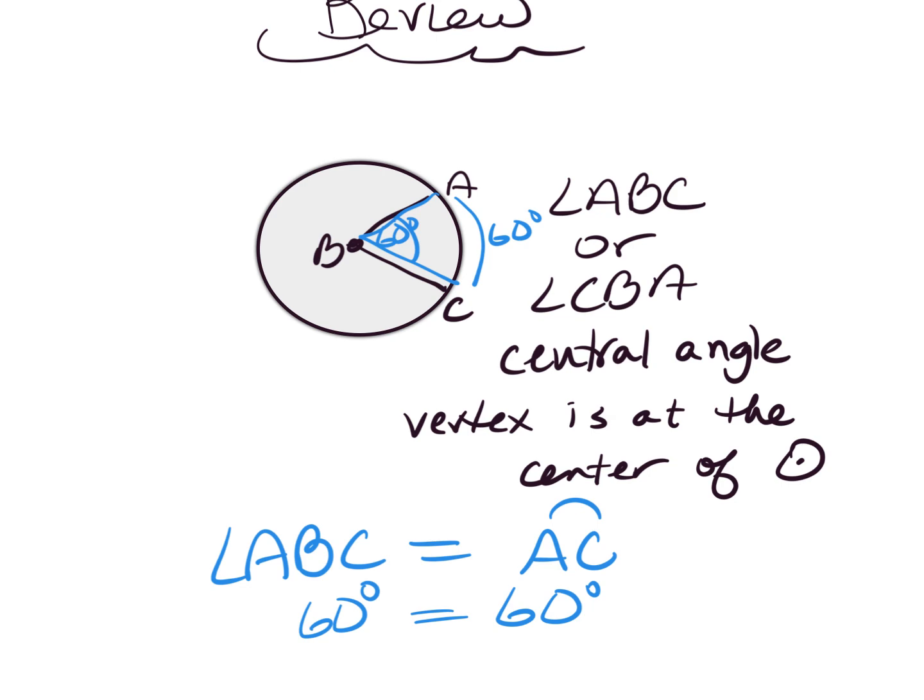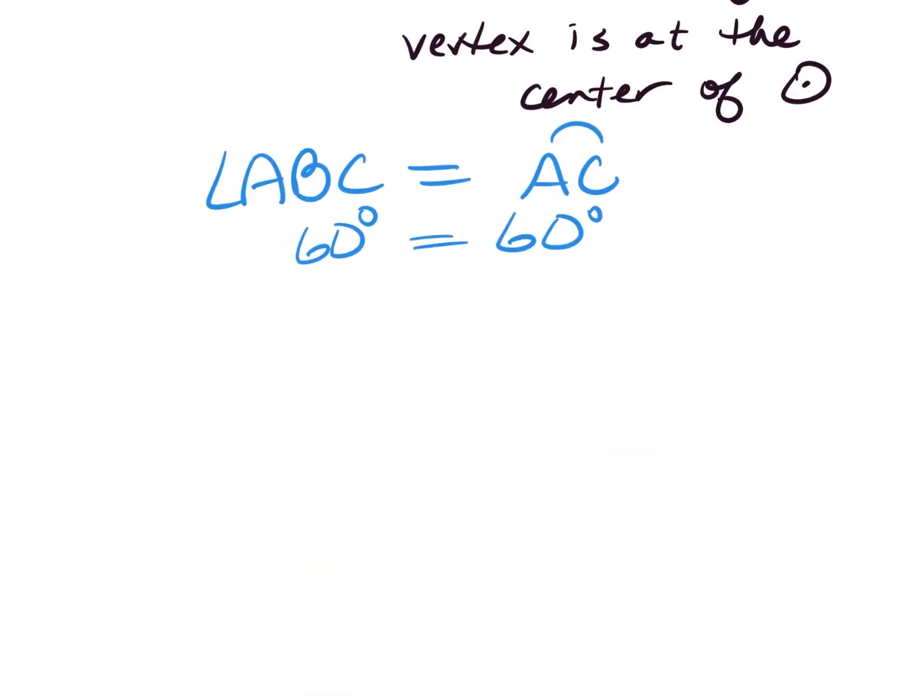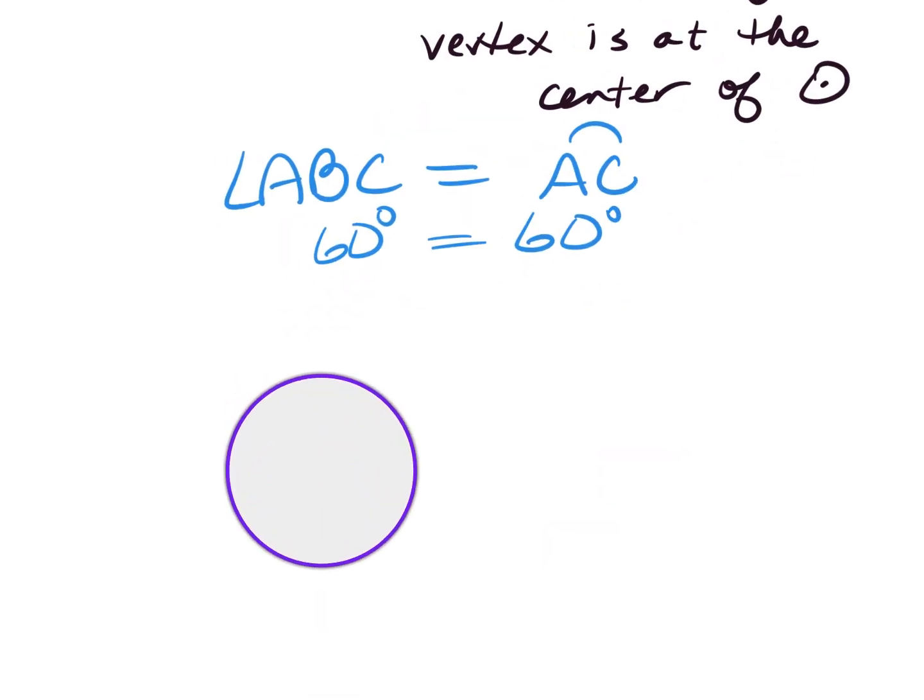The next type of angle we talked about was an inscribed angle. When we have an inscribed angle, this is when the vertex is sitting on the side of the circle. It's formed by two chords.